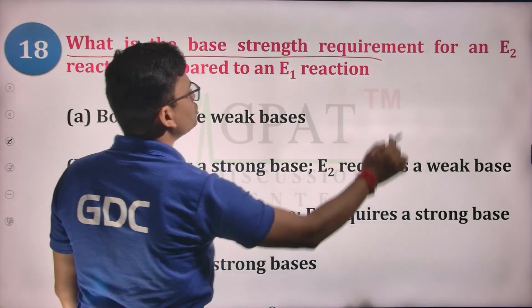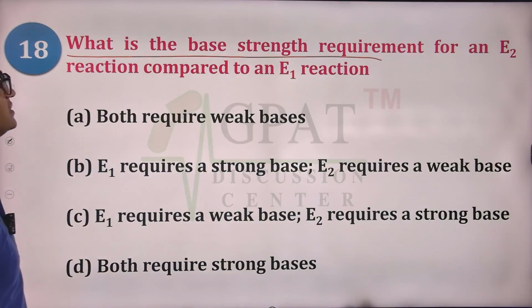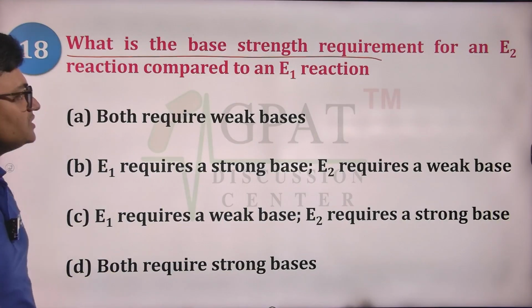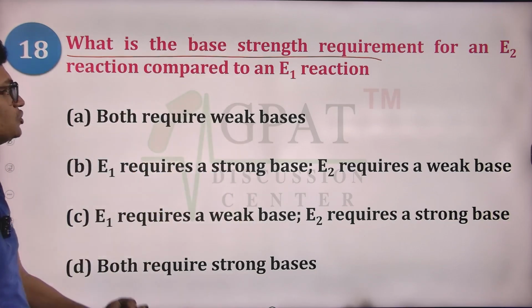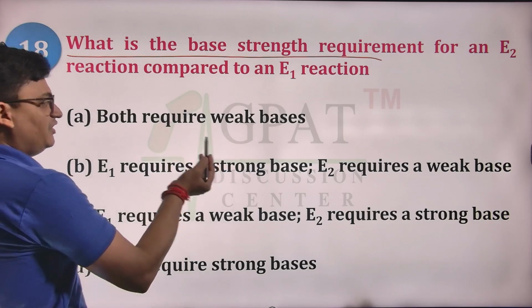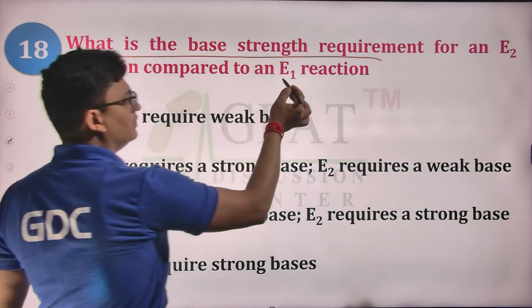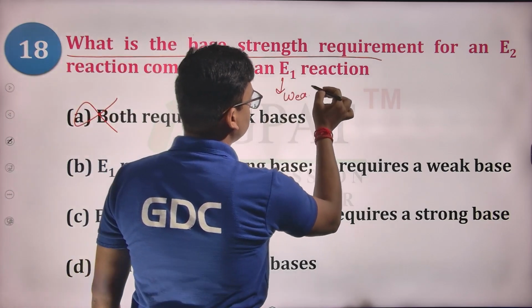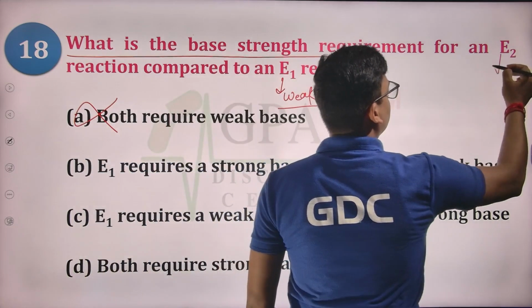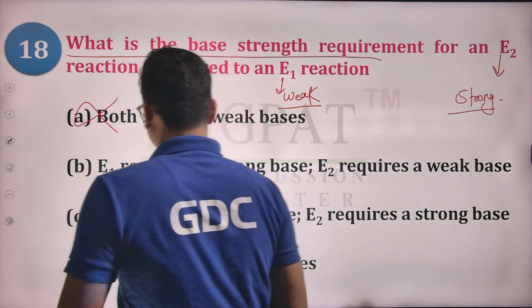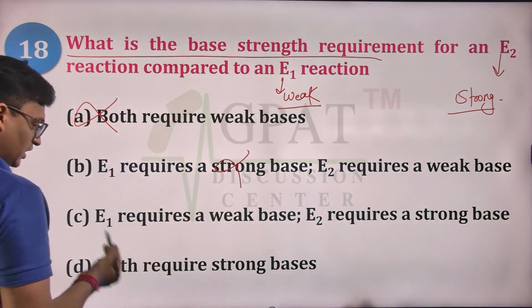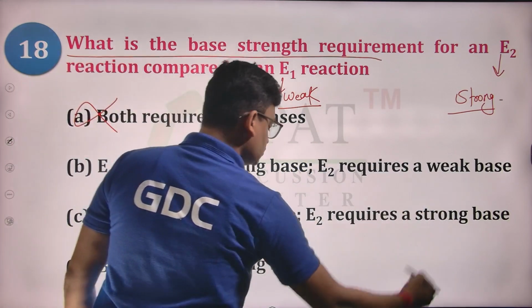What is the base strength requirement for an E2 reaction compared to an E1 reaction? For E2 we must have a better base, and for E1 the base need not be that good. A weak base can also carry out the E1 reaction. So both require weak bases? No, E1 requires a weak base and E2 requires a strong base. So E1 requires a strong base? Not at all. E1 requires a weak base, E2 requires a strong base.